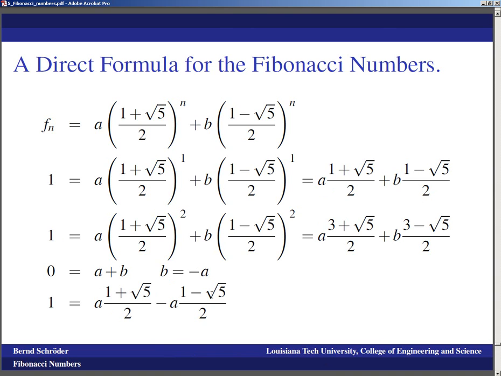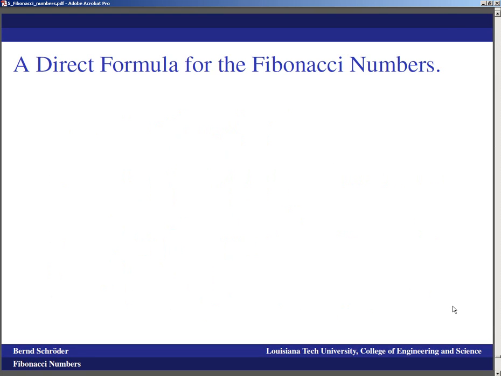Let's see if I can still add. That would really be good, wouldn't it? 1/2 minus 1/2 goes away, and root 5 over 2 minus negative root 5 over 2 ought to be root 5. Yeah, so a times root 5 is what I get here. And that means that a is 1 over root 5, or root 5 over 5 if you rationalize the denominator. B ends up being negative root 5 over 5 because it's negative a.